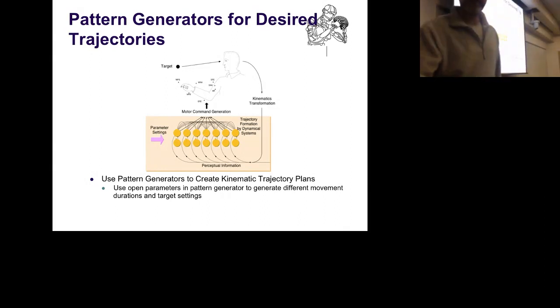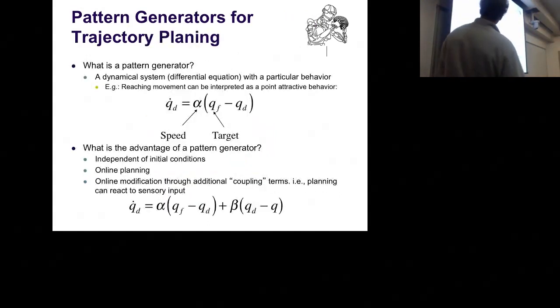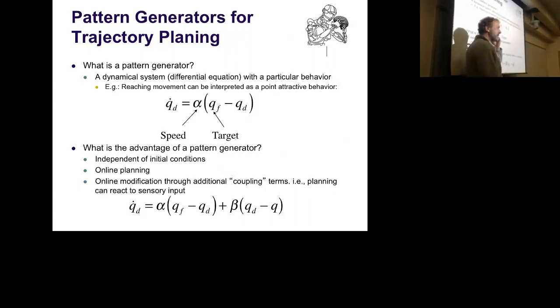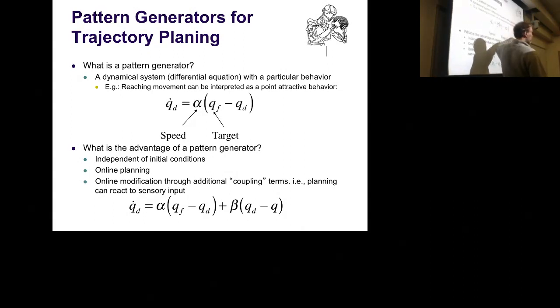So here's a super simple example why this is potentially nice. We create a very, very simple pattern generator. So this here simply says my desired trajectory, q dot desired, equals alpha times my target minus the desired. Okay, we've seen that before. We've seen this in Laplace transforms. This is basically, if I put a QF in here, which is different from QD, and let this develop over time, at some point, QD will go to QF.